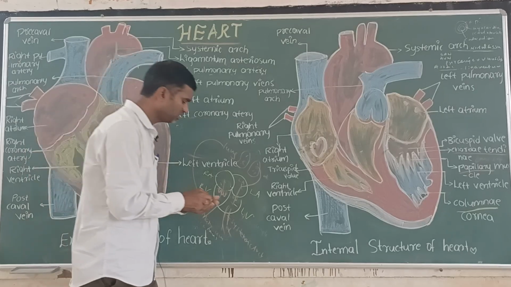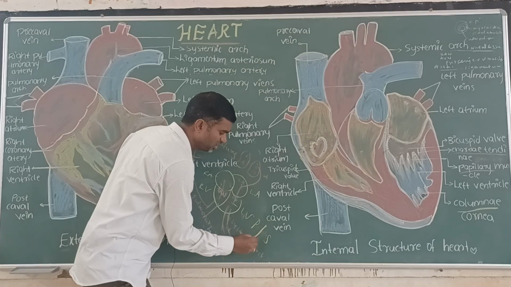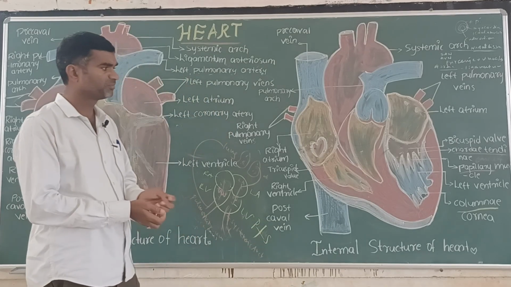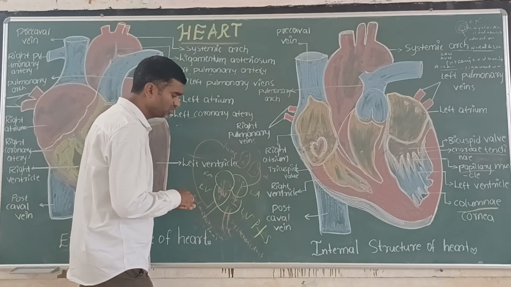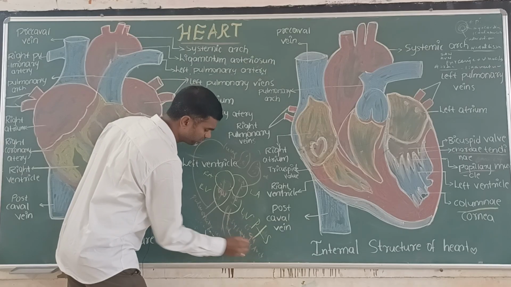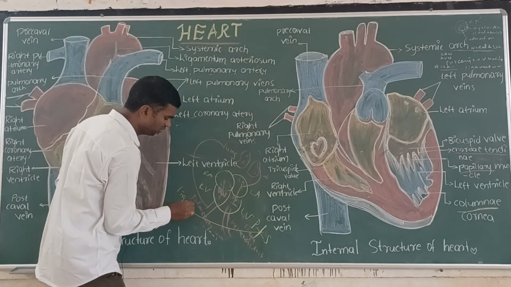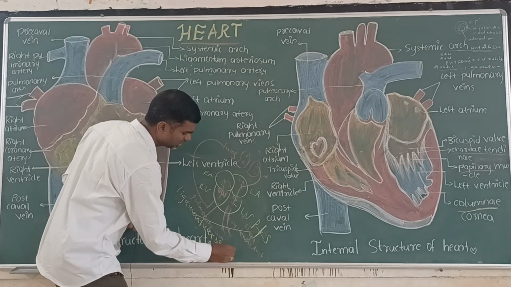If you see here the pulmonary arch and systemic arch, in between, the layer that is connecting is called the ductus arteriosus or ligamentum arteriosus. See here where it is connecting, so that is called the ligamentum arteriosus.